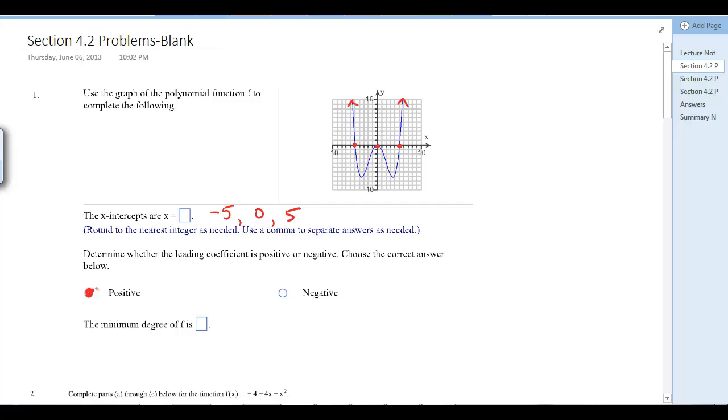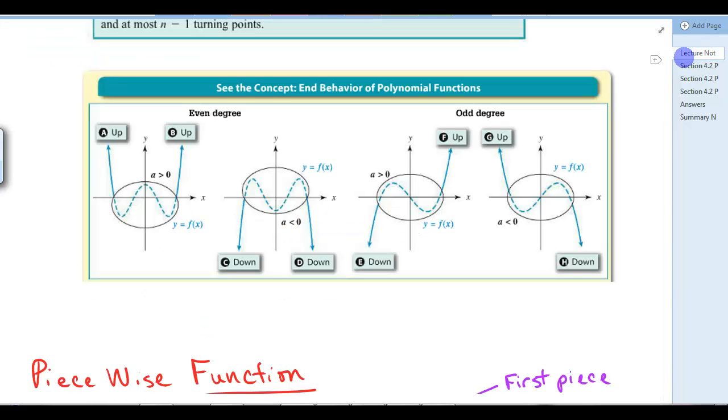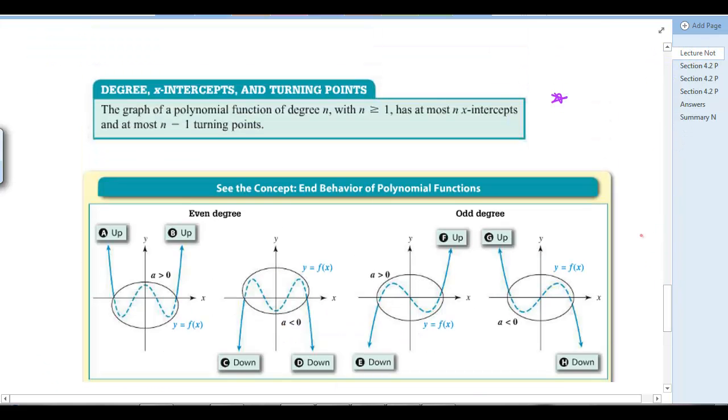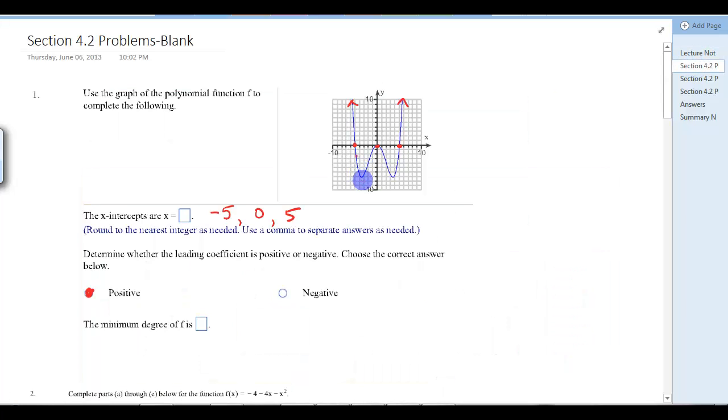And the minimum degree. We learned that rule: if the degree is n, it has at most n minus 1 turning points. Well, we're trying to find the degree, and we have the turning points. So let's look back here. How many turning points do we have? We have 1, 2, 3 turning points. So we add 1 to get the degree. We're going backwards. So the minimum degree is 4. That's how you use those charts.